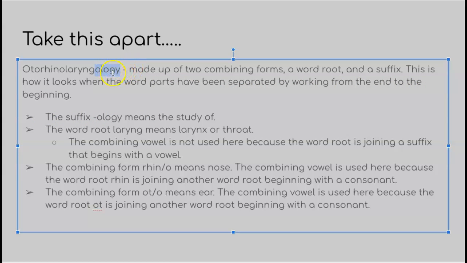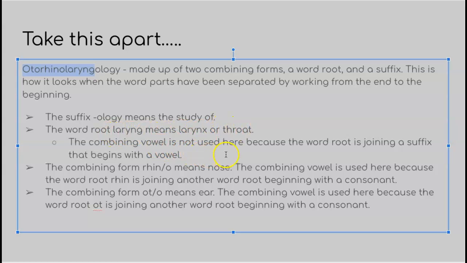So remember, we start at the end, the suffix. The suffix ology means the study of. Then we go back to the beginning, okay? We technically can start here since these are all word roots and there's no prefixes. So it would be the word root laryng means larynx or throat.